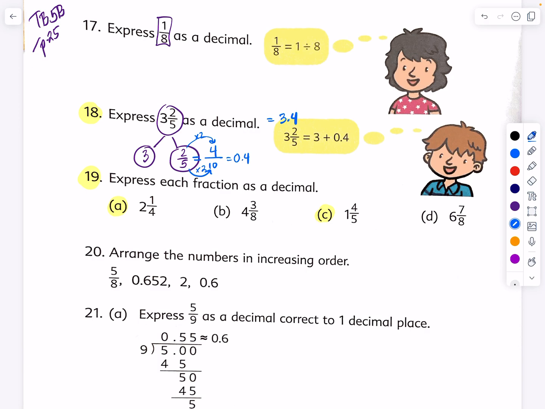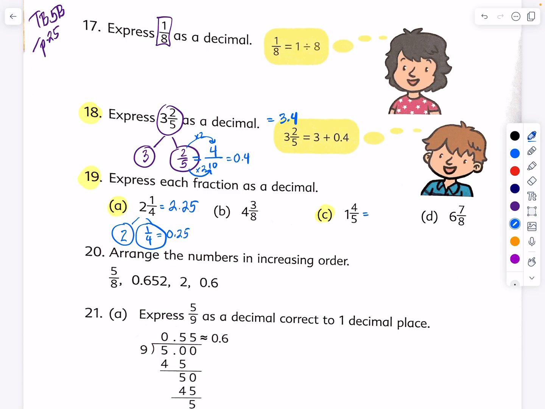Let's move to number 19. 2 and 1/4. Again, I want you to think of it as two parts, the whole and its fractional piece. And we do know that 1/4 is the same as 25 hundredths. Therefore, we have 2.25.